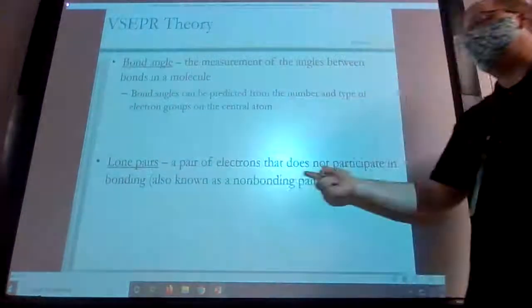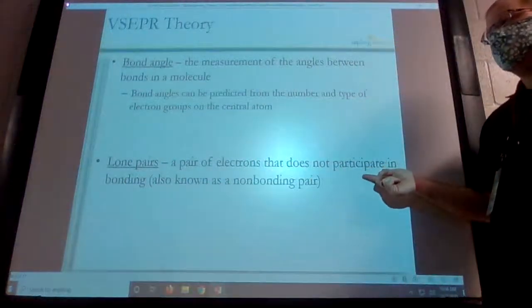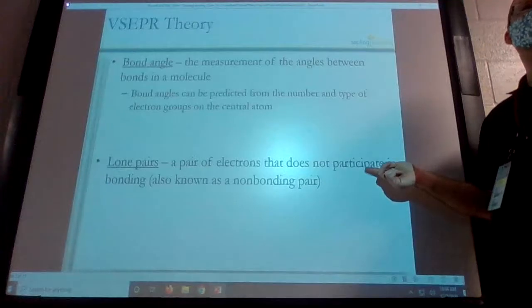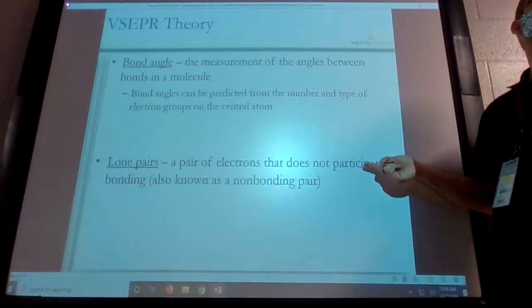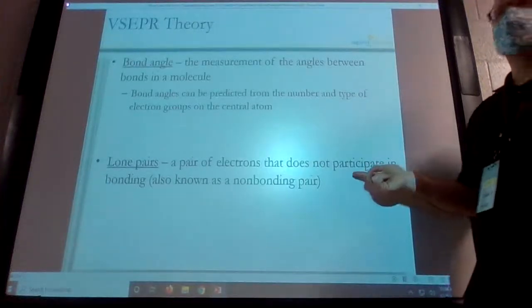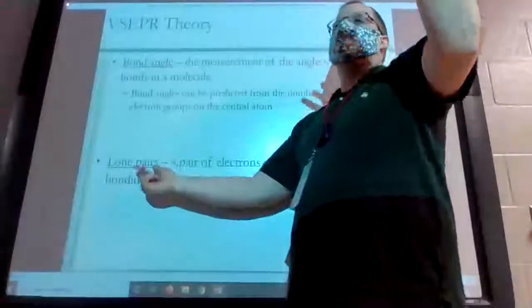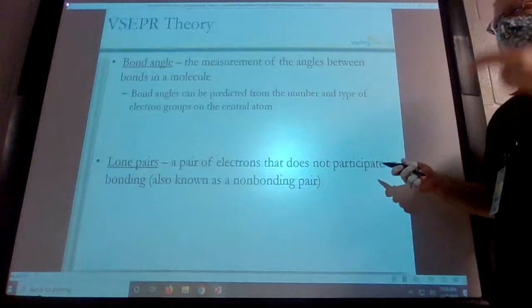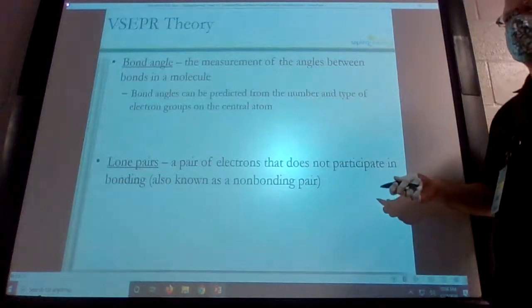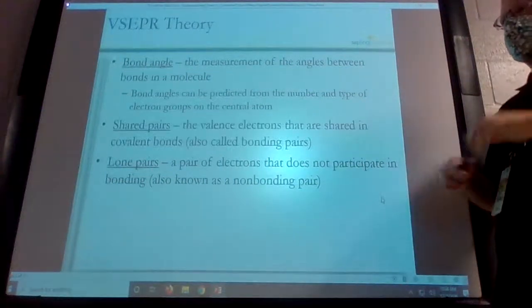So we've got a couple terms here. A lone pair is a pair of electrons that does not participate in bonding. In the last section, we called these non-bonding pairs. Lone pairs also works out. Notice it's right in the name. There's two of them, so if there's two little electrons, they're not going to bond to anything else. Only your single electrons end up bonding.